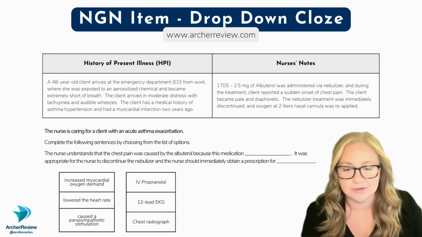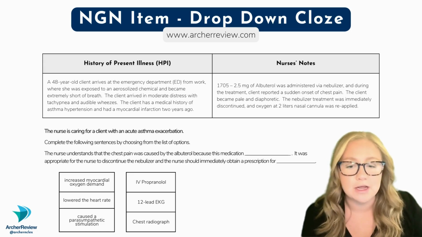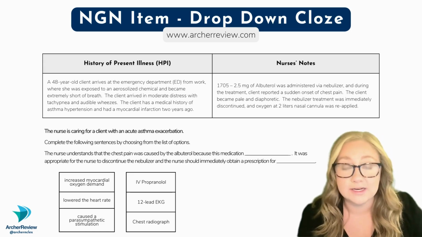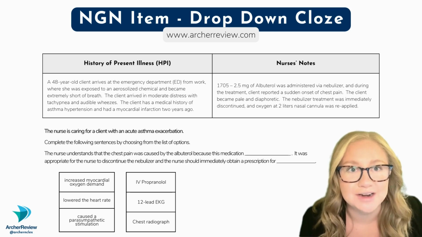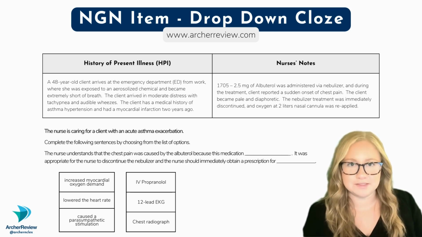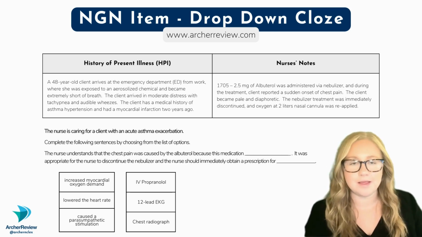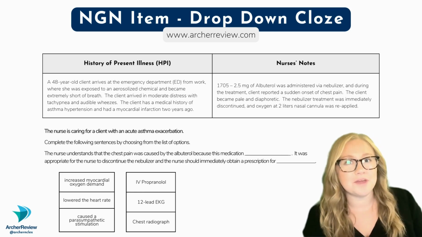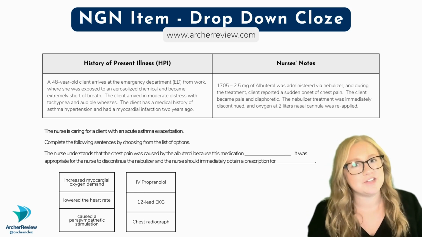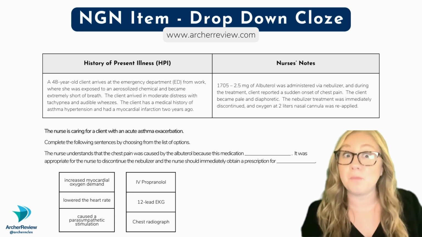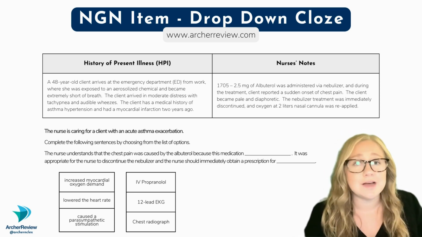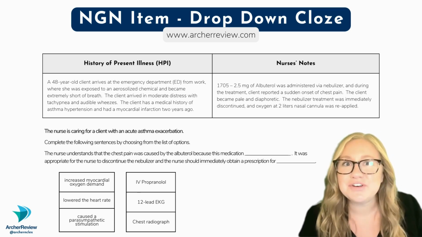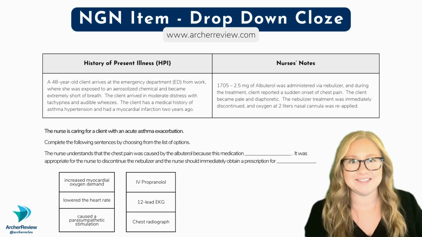Was it because of increased myocardial oxygen demand, a lowered heart rate, or did it cause parasympathetic stimulation? You know albuterol raises the heart rate, so it's not B. And you know the parasympathetic nervous system is rest and digest. And this client went more into fight or flight, so it's not C. The correct answer is that it increased myocardial oxygen demand.